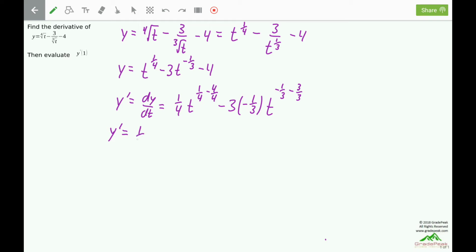Now we just have to work out each of these terms here. We will have 1/4 times t raised to the 1 over 4 minus 4 over 4, which is negative 3 over 4. And then a negative 3 times a negative 1/3 will become a positive. That 3 can be thought of as 3 over 1 if that helps, and it'll be a positive 3 times 1, which is 3, over 1 times 3, which is 3, and 3 over 3 is a 1. So that'll be just a 1 times t to the negative 1 minus 3, which is negative 4 over the common denominator of 3, so negative 4/3.